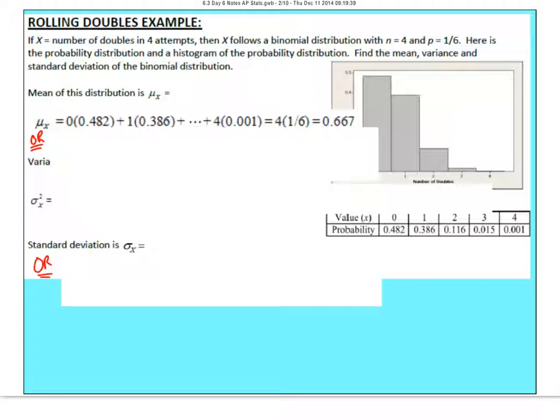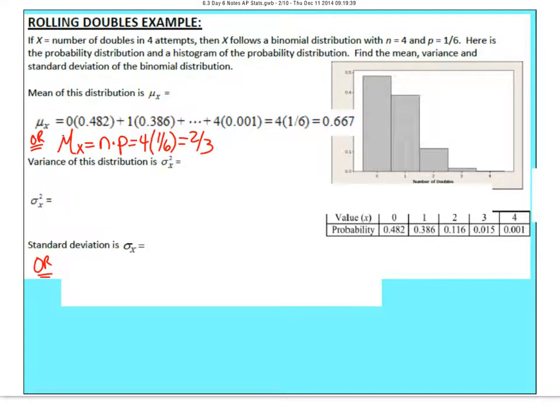Now, be careful. That's not the only way to do this one. I can do it from the distribution, but because it is binomial, and I know that, I could use the new formula. So what's kind of clever is I could do n times p. So 4 times 1/6 is 2/3. You get the same answer, and they're both correctly done.